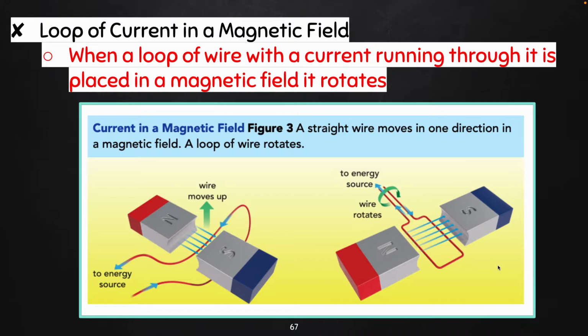So when a loop of wire with a current running through it is placed in a magnetic field, it will actually rotate, just like you see in the picture there. Where a straight wire moves in one direction in a magnetic field, a loop of wire will actually rotate.